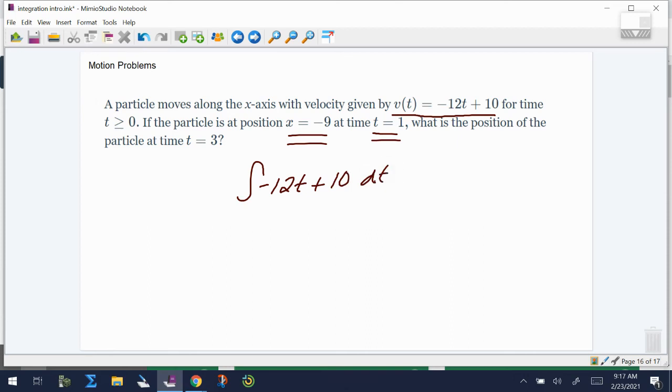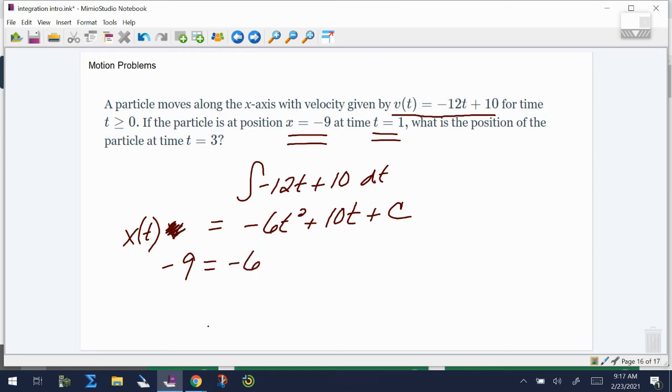You'll notice with these, everything's going to be in terms of t, in terms of time, because it is motion. So the integral of -12t is going to be -6t squared. The integral of 10 is 10t plus c. That's going to give you, not velocity, that's going to give you a position equation. Then they give you that initial position to help you find your c value. So they tell us that my position is -9 whenever t is 1.